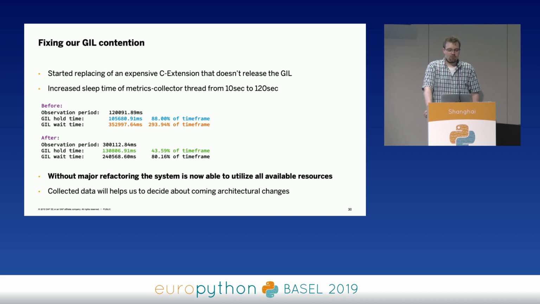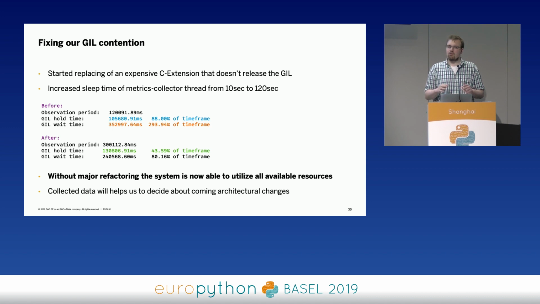Before, we saw a huge usage of CPU time where the GIL was required for processing, and also a huge amount of time where threads were waiting for the global interpreter lock. After applying these simple changes, it was possible to reduce the time by basically half. So we now only hold the GIL for around 43%, and we only wait 80% on the GIL.